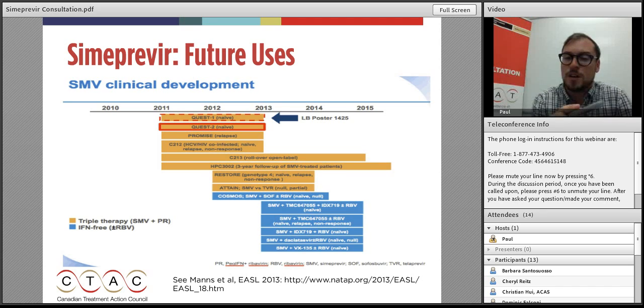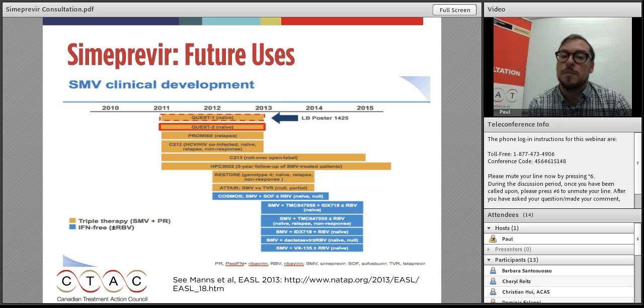And what you'll see also, and I can talk about this a little bit in the discussion period, although I don't have firm answers, is that the study is ongoing, not yet complete, but ongoing, of Simeprevir backbone treatment for people who are living with HIV and hepatitis C co-infection.